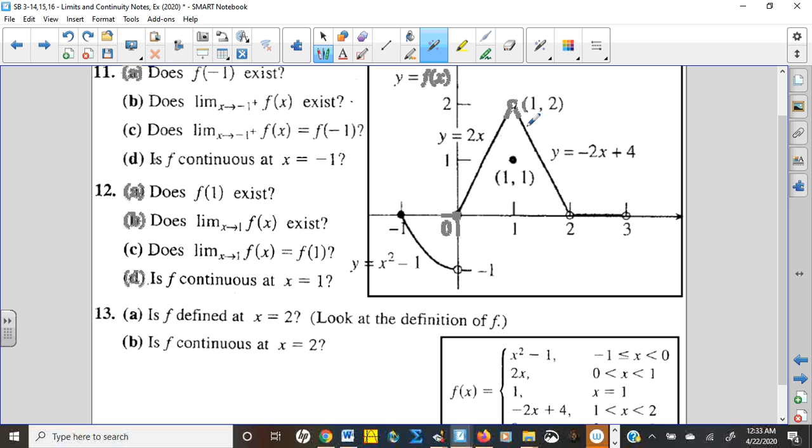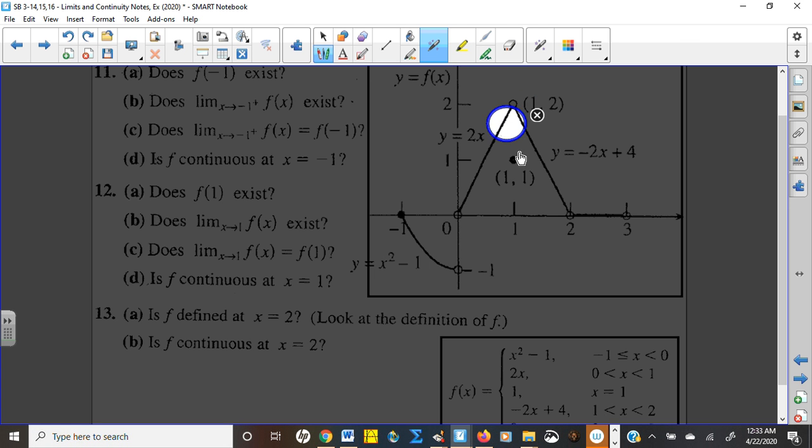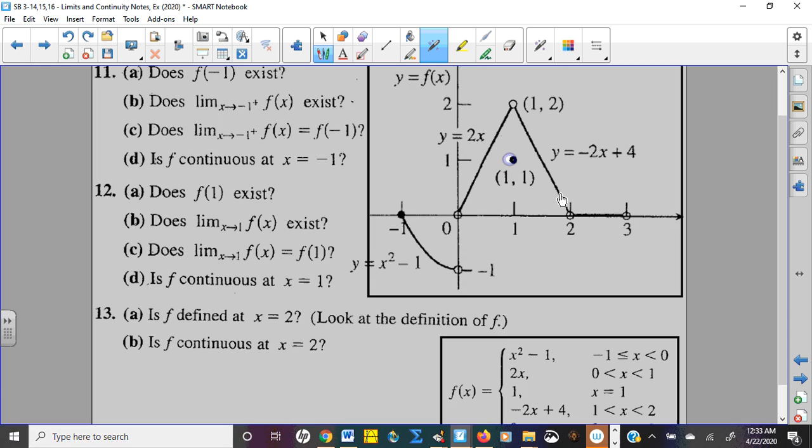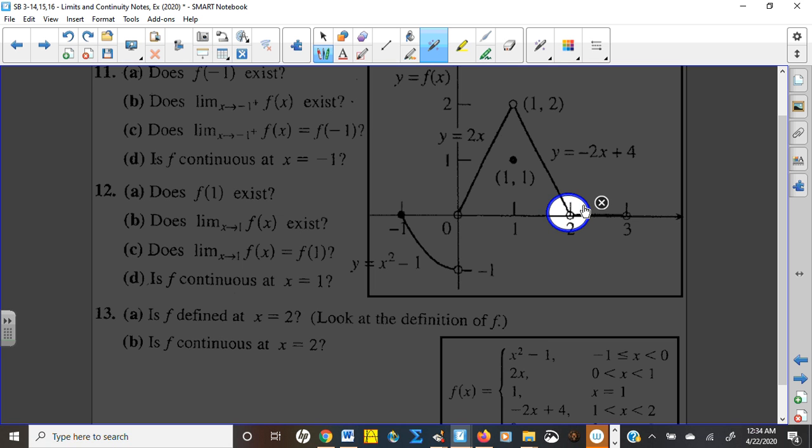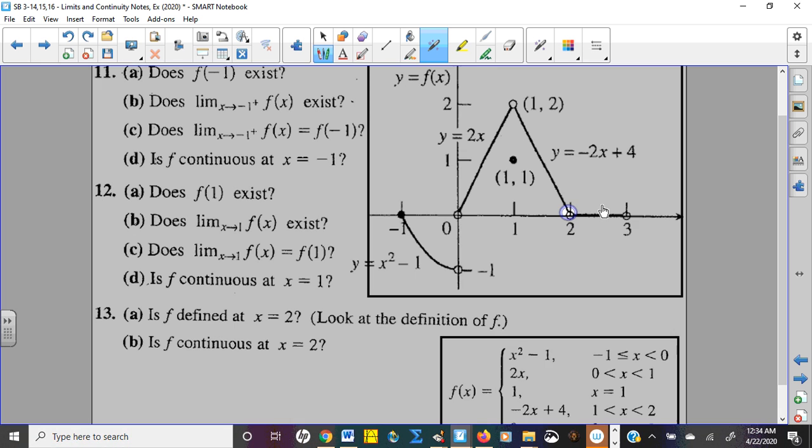So I got 1, right? There's a hole, but then they define the function at another point. So it's not defined at 2. So my answer for 13a would be no. And because there's a hole at the point 2, 0, it's definitely not continuous at 2.